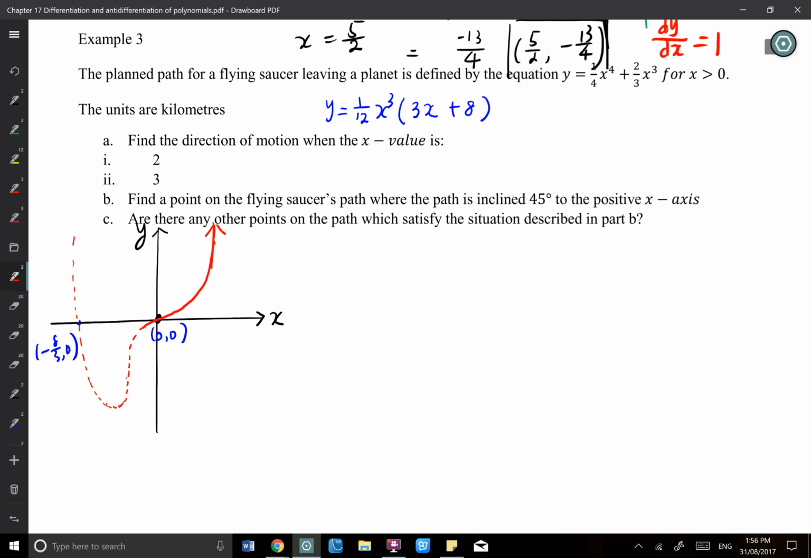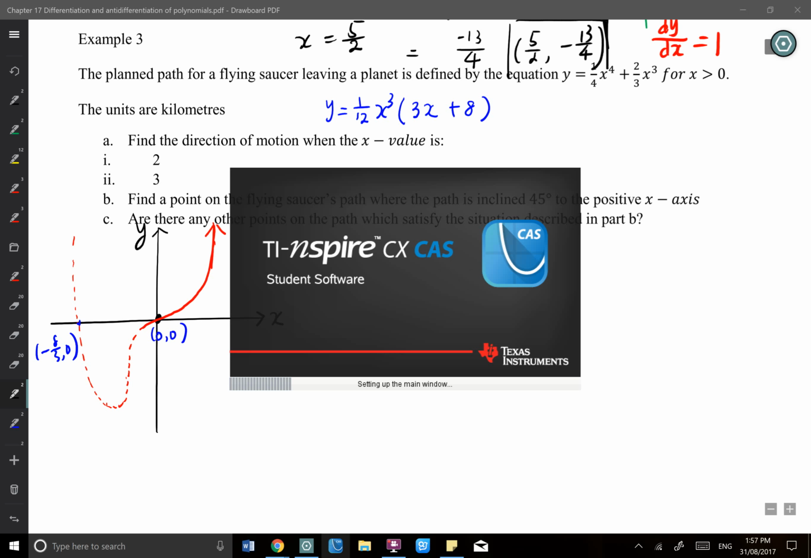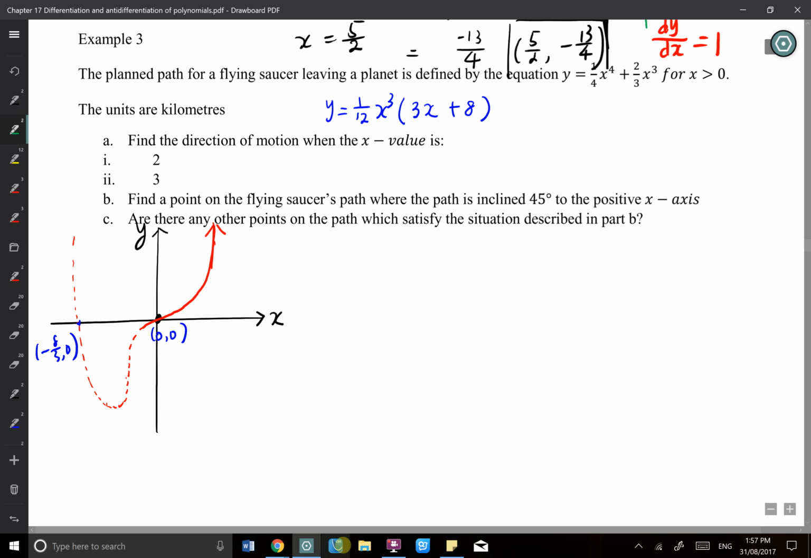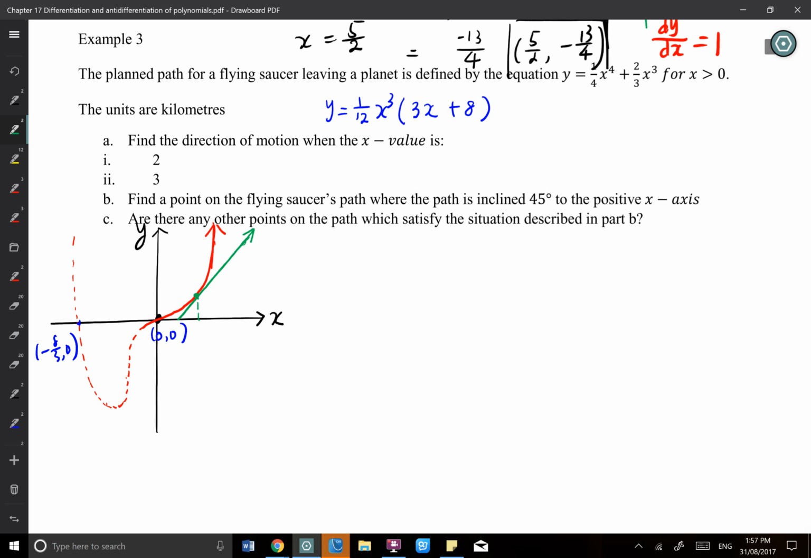So I'm looking for the direction of the motion when x equals 2. Let's just draw x equals 2. That's where it is, and the tangent is like that. So the flying saucer is actually heading that way. At that second it is flying towards that way. The tangent to the path is always the motion at that instant.